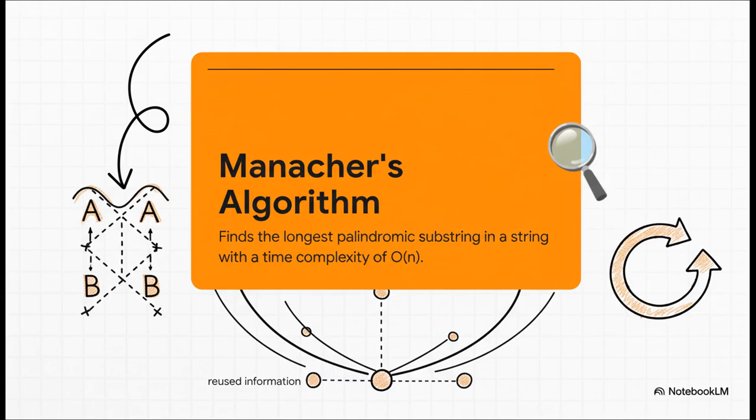So, finding the longest palindrome sounds kind of tricky, right? Well, Manacher's algorithm nails it in linear time. It is a total masterclass in exploiting symmetry. It cleverly expands around possible centers, but here's the genius part. It remembers the palindromes it's already seen and reuses that information to skip massive chunks of the string. No redundant checks at all.